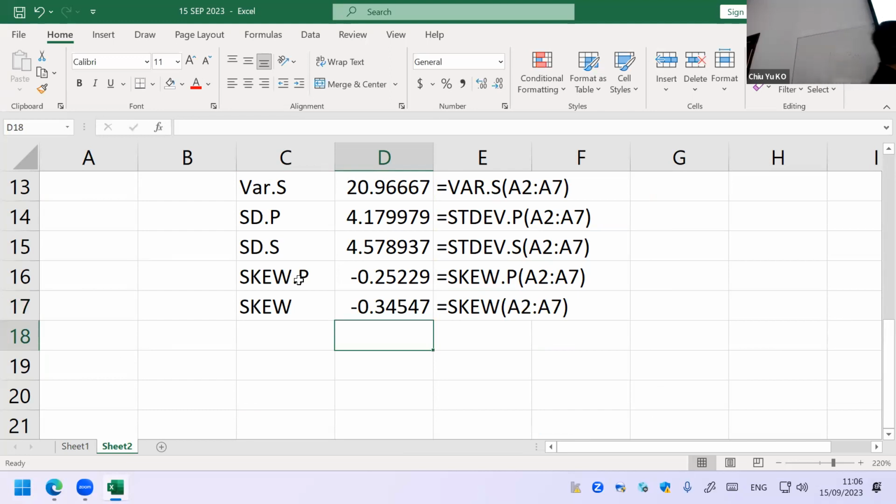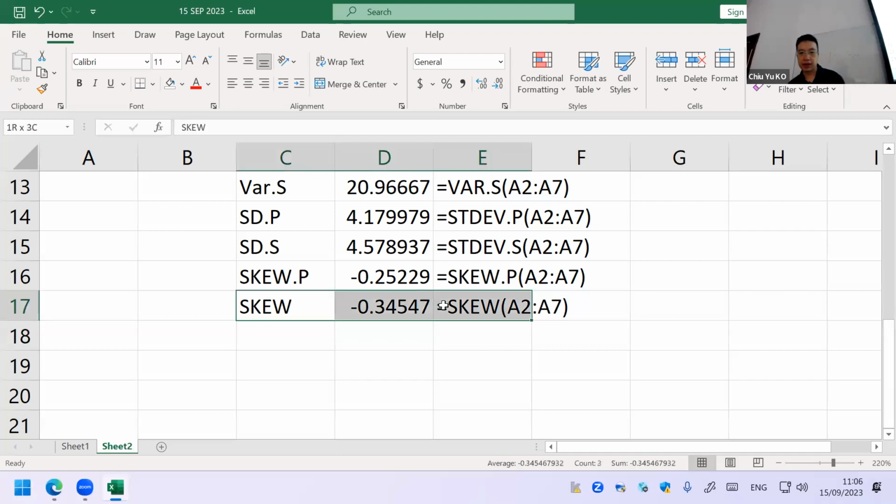So slightly bigger, but 0.3 probably not a big issue for us. Okay, but you know it's negatively skewed. Just to remind you that you will use the skew, right? Instead of skew.P, most of the time.